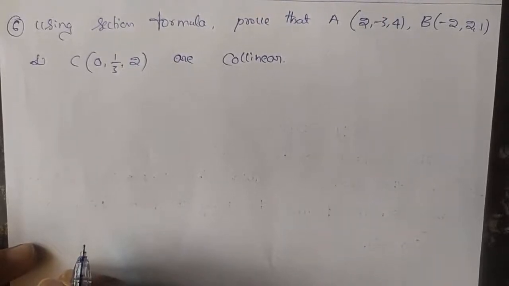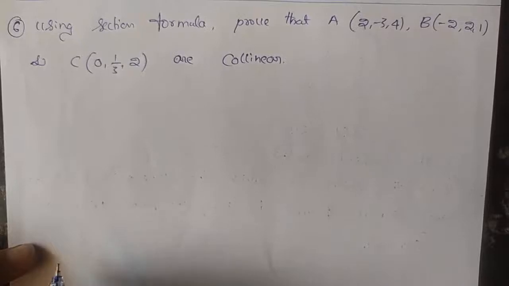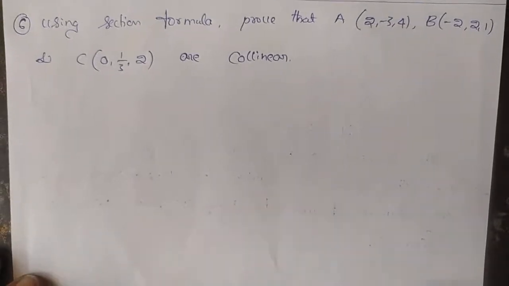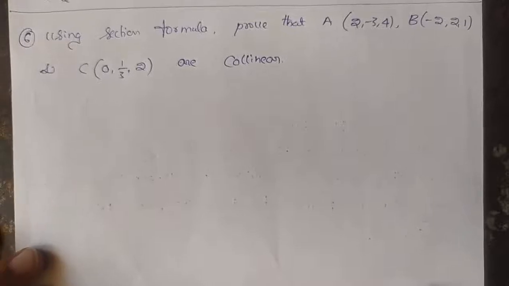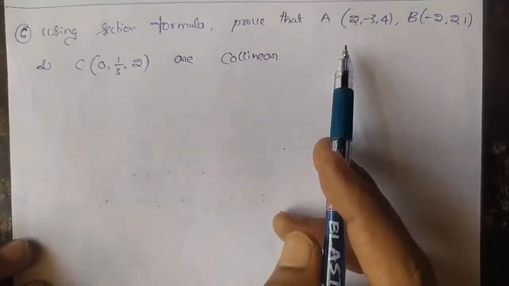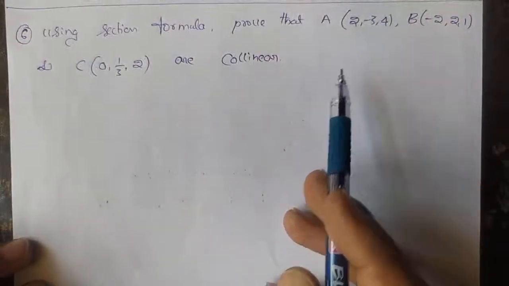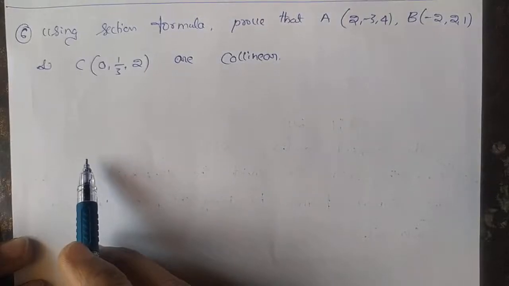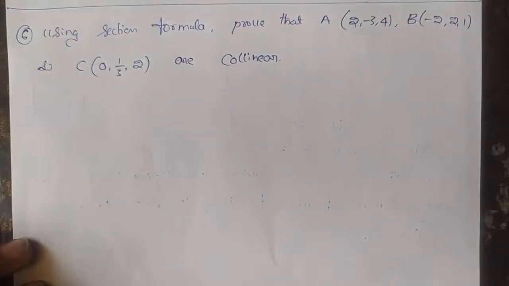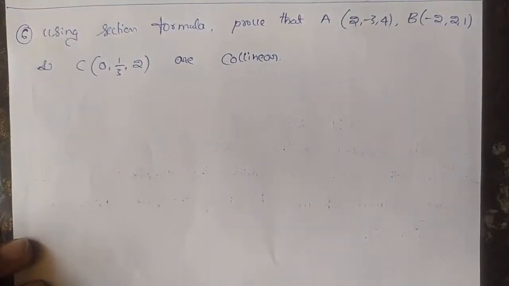In our previous class, we discussed the problems related to the section formula. In this class also, we are continuing with the problems related to the section formula. See the question. Using the section formula, prove that the points A(2, -3, 4), B(-1, 2, 1) and C(0, 1/3, 2) are collinear. We have to prove that they are collinear by using the section formula only, not by the other methods.